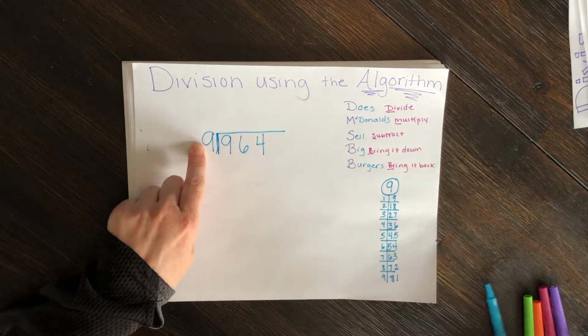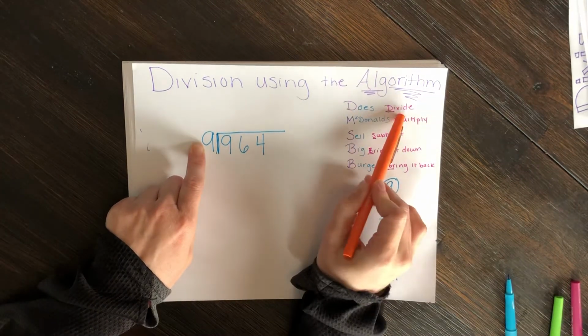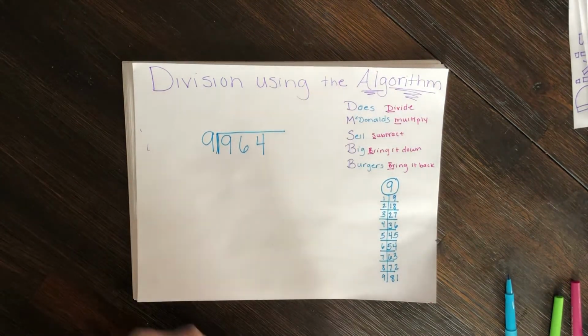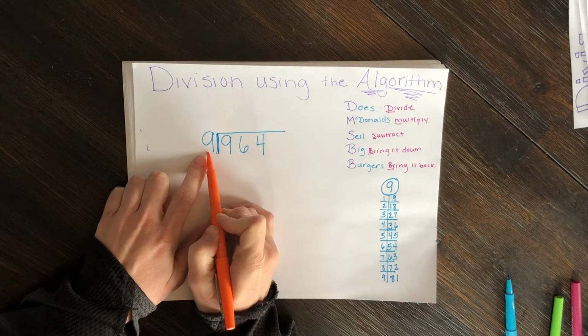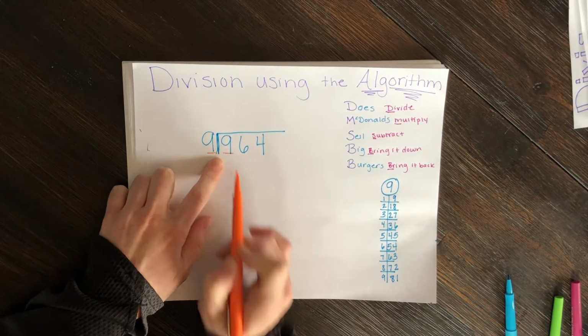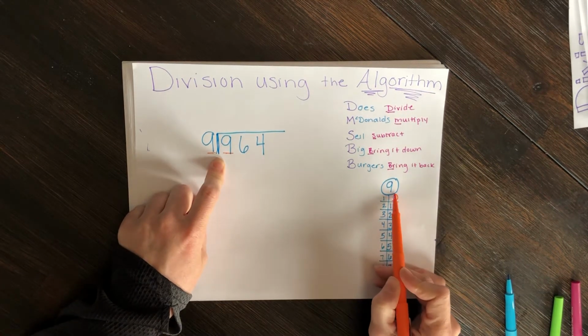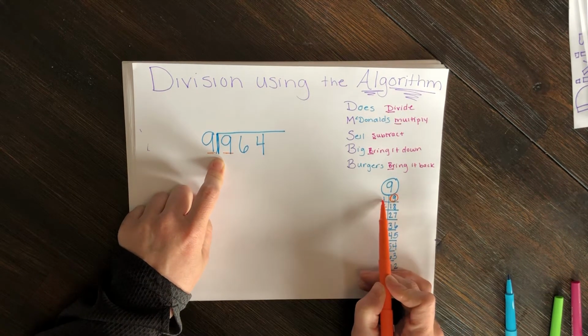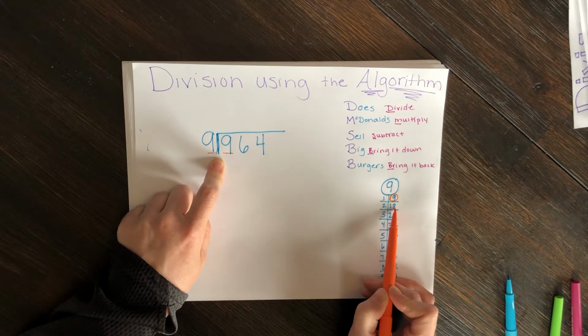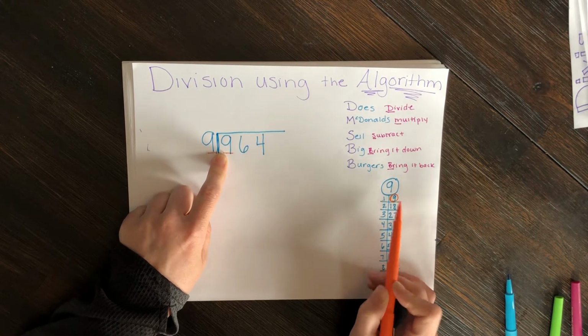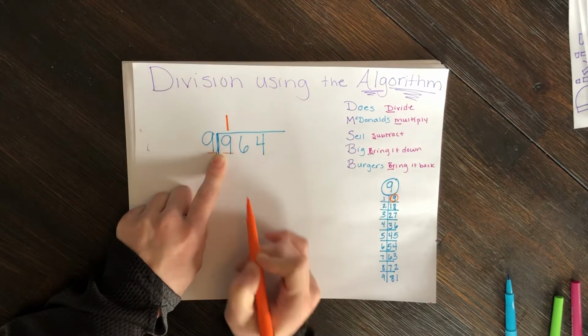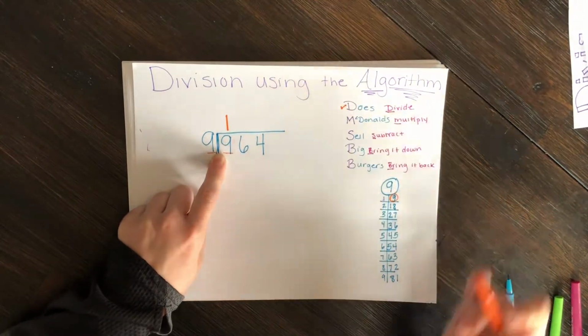So the first thing I'm going to do is the D for divide. So I'm looking and I'm saying to myself, how many times can 9 go into 9 without going over? So I look at this side and look right here. Here's my 9, and it can go in 1 time. If I go 2 times, it's 18, which is too much. So 1 would go here, and I did divide, so I'm going to give it a check.